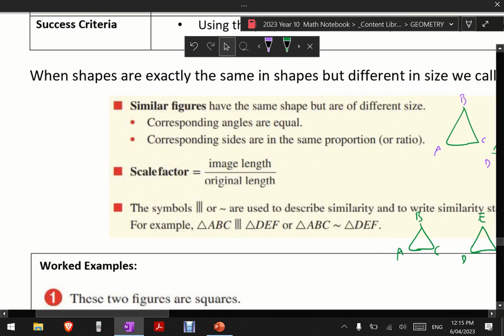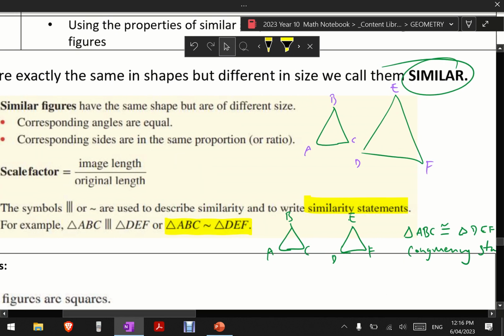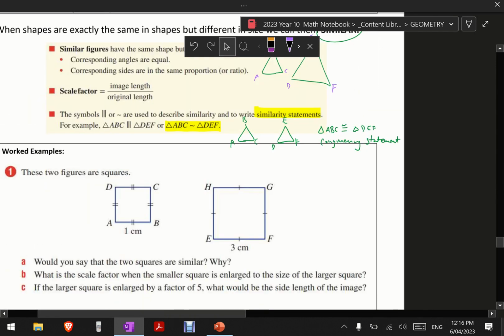Okay, so when it comes to similar figures, we also have similarity statements, as it says there. We can use either of these, but I like to just use this one. It's similar to the congruence statement, but it doesn't have the equal sign, just the squiggle. In our congruent statement, we had that squiggle on top with the equals. Here we just have the squiggle on top, no equals. That means they're similar, not congruent. All right, let's look at some examples.